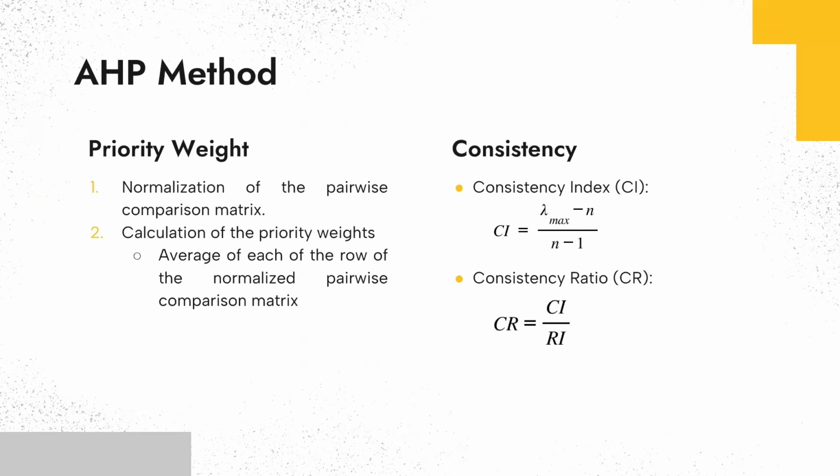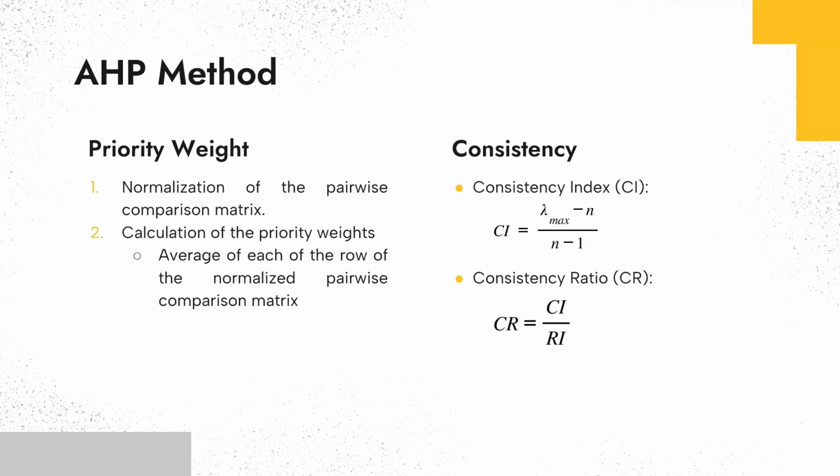To calculate the priority weights, the pairwise comparison matrices must be normalized first in order to convert the data into dimensionless forms. This enables the comparison to be made. Then the priority weights are calculated by averaging each row of the normalized pairwise comparison matrices. The closer the priority weight is to the scale of 1.0, the higher its relative importance.